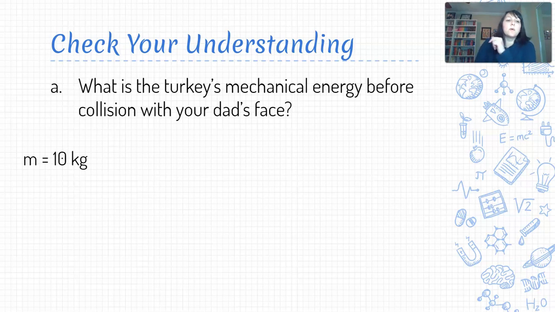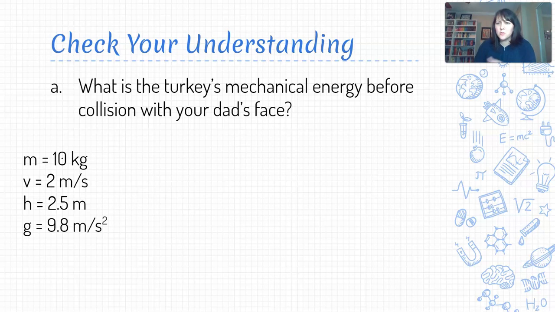All right, so the mass of our turkey we know is 10 kilograms. Other information we know is that it is moving at a speed of 2 meters per second and at a height of 2.5 meters above our reference point. This is presumably happening on Earth. I don't anticipate any Martian family gatherings. So we're going with a gravitational acceleration of 9.8 meters per second squared. And our unknown is the mechanical energy.